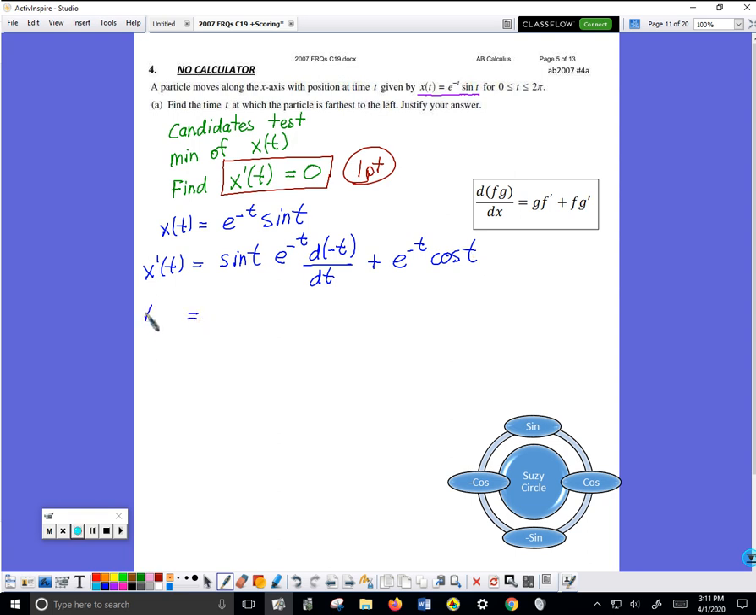So x prime of t will equal sine of t times e to the negative t, and this derivative would equal negative 1. So all this is multiplied by negative 1. Don't write minus 1, it will look like you're subtracting. This part's done.